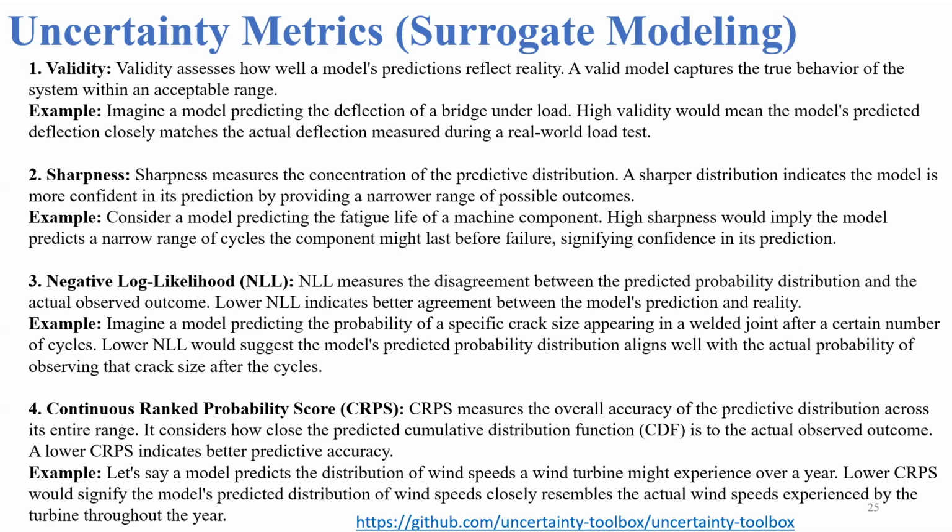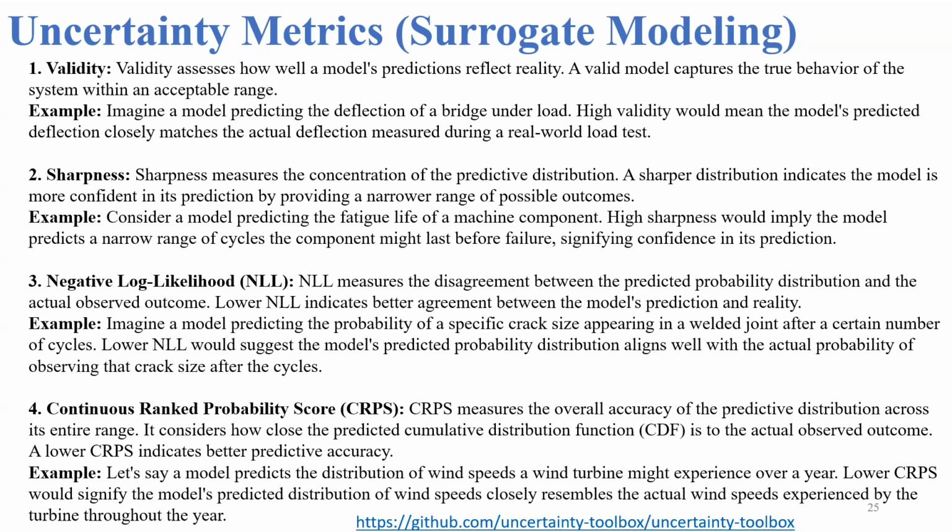Sharpness measures the concentration of the predictive distribution. A sharp distribution indicates the model is more confident in its prediction by providing a narrower range of possible outcomes. So basically, if you take the standard deviation of each of the outcomes and take an average of that, that in a way represents sharpness. So consider a model predicting the failure life of a machine component. High sharpness would imply the model predicts a narrow range of cycles the component might last before failure, signifying confidence in its predictions.